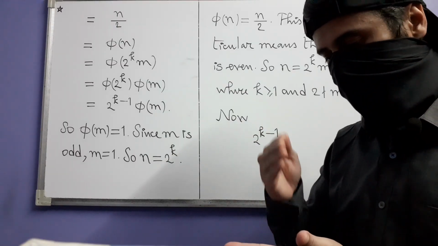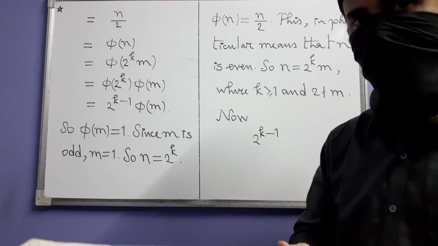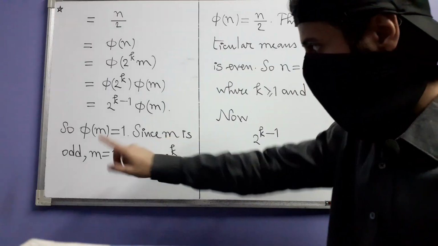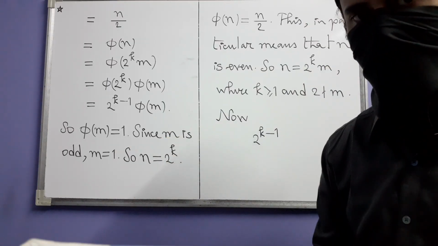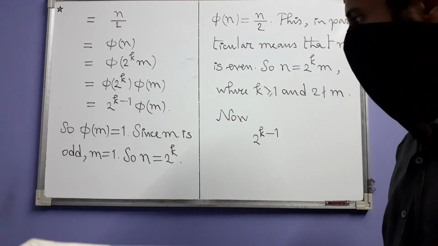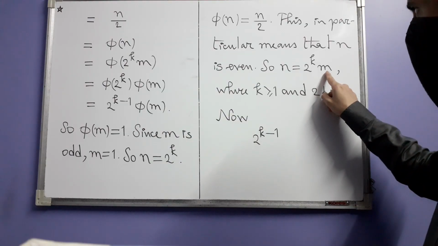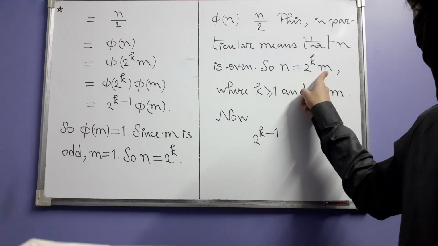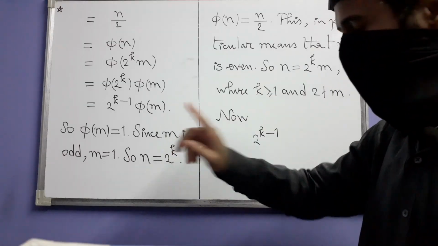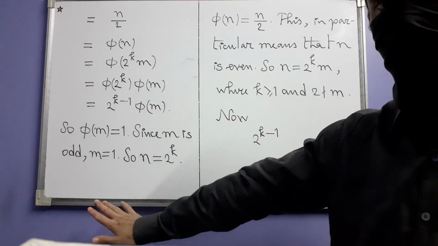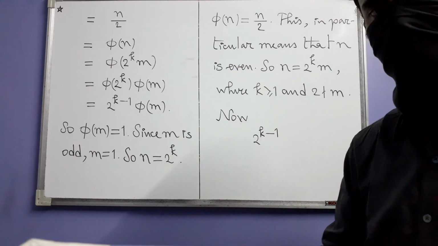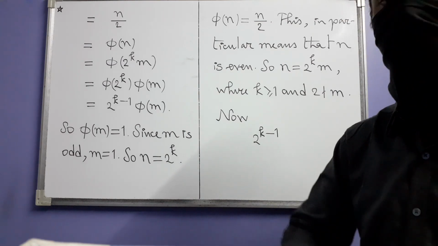Now immediately this does not tell you what exactly m is. Phi of 2 is also 1, phi of 1 is also 1. But m is odd. So m can only be 1, it cannot be 2. And that's why if you then go back to this equation and put m equal to 1, you get n equal to 2 to the power k. This is what we wanted to prove, and here k is also positive. So that's where the entire solution ends.